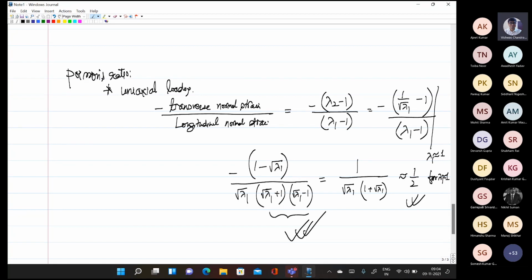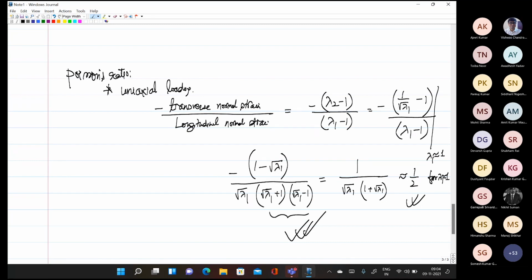Right. So you see, it all depends on what model you are using. If you talk of reality, then obviously Poisson's ratio is changing. But if the change is not significant, then you can assume that it's constant. And there are two kinds of nonlinearity. One is geometric nonlinearity, and the other is material nonlinearity.